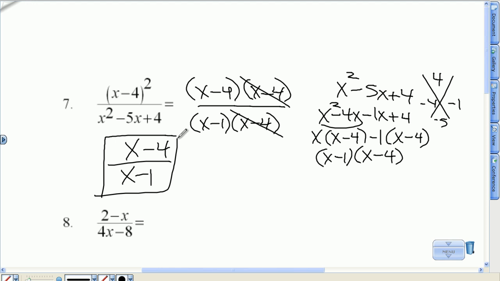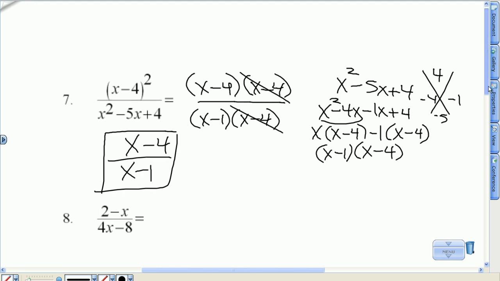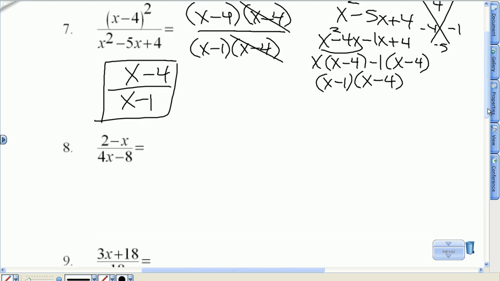This is really important, and it's what holds people up in this chapter. X minus 4 is a term. You can't break it up. You can only break up parts of multiplication. On top, x minus 4 was being multiplied by x minus 4. I could get rid of one of them because they were exactly the same on the top and bottom. I can't pick them apart piece by piece like that.